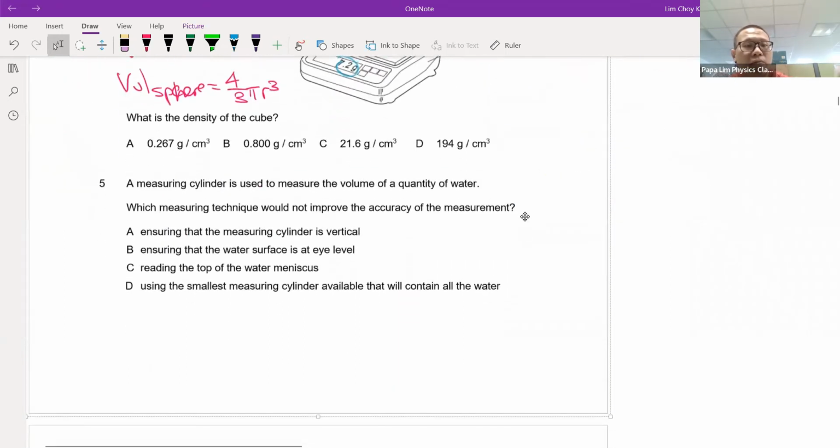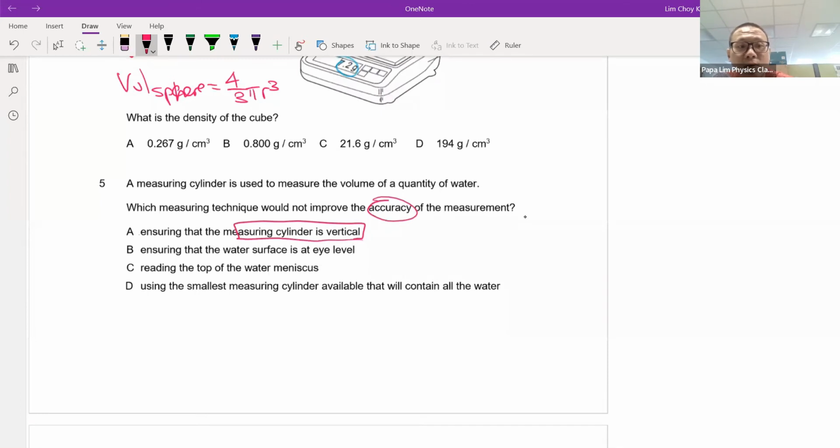Then after that, we look at the way of measuring to get an accurate answer. If I want accuracy of the measurement, definitely I have to ensure that the cylinder is vertical. Because I need the vertical height of the measuring cylinder, as I want to measure the exact volume. So the cylinder has to be upright so that I get the correct reading.